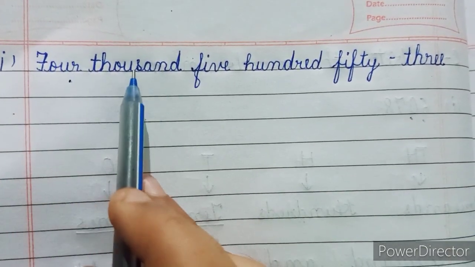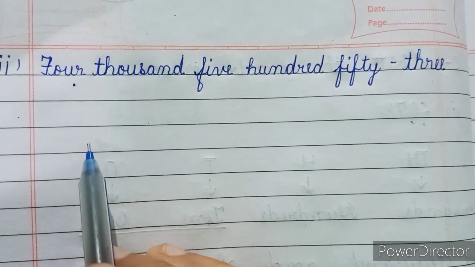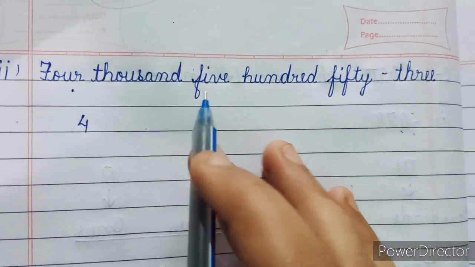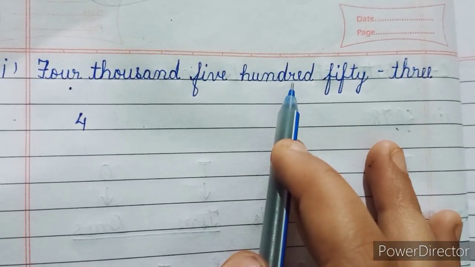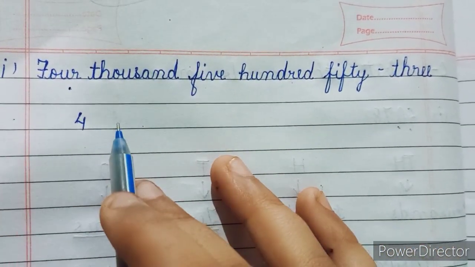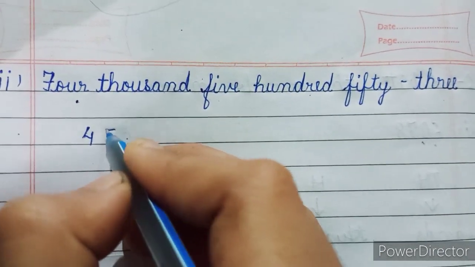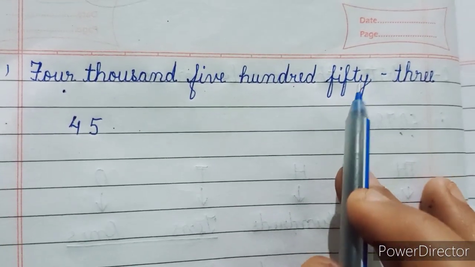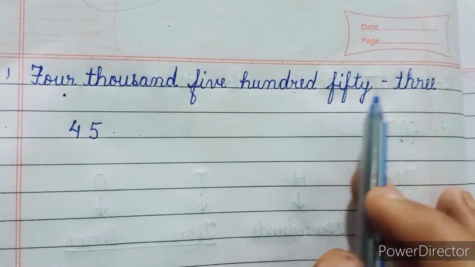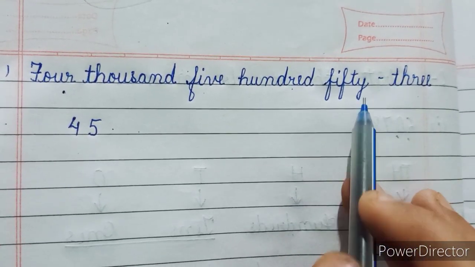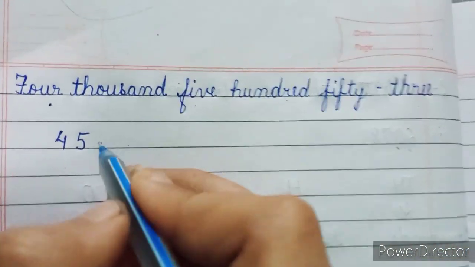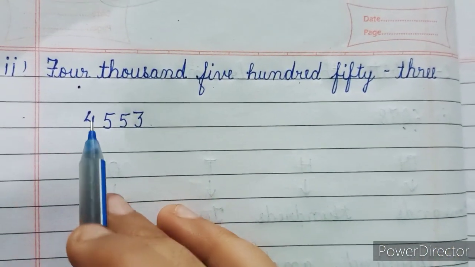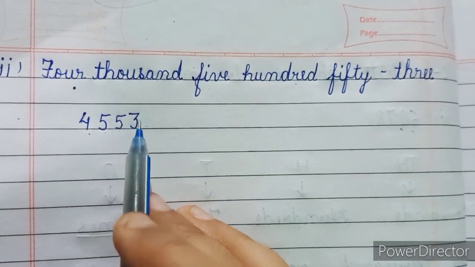Here it is written 4000. So 4 will be written in the place of the 1000. What is 5? 5 is hundreds. So 5 will be written in the 100 place. It is now 53. Children, as I have already told you, tens and ones are taken together. So we will write 53 here. So let's read it. 4553.